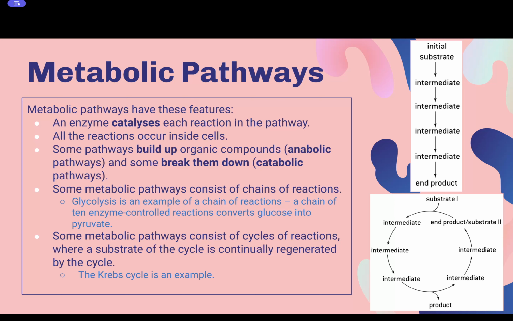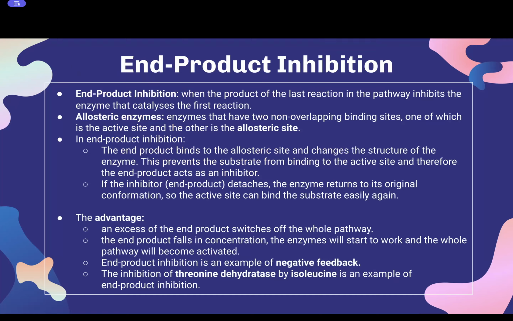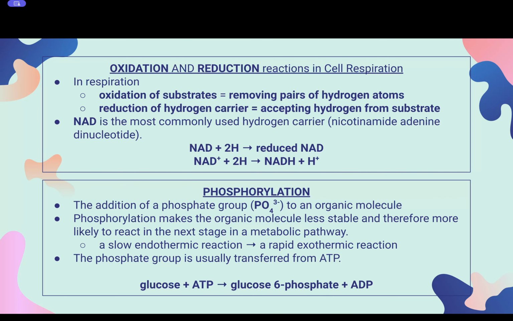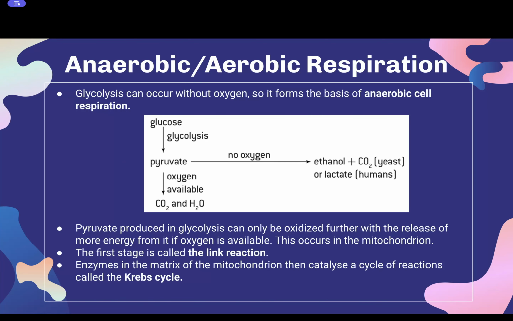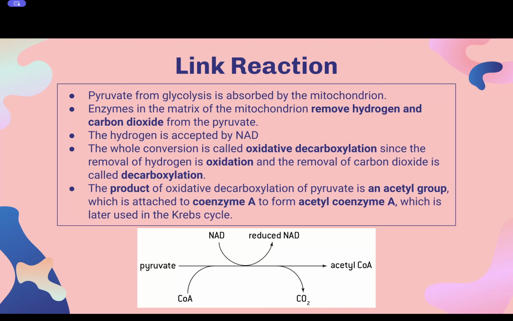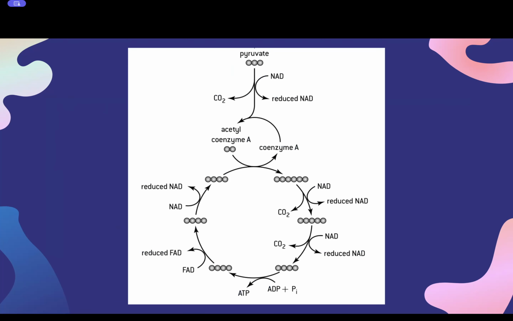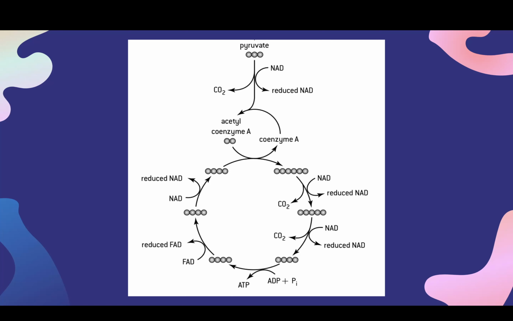chain reactions. Glycolysis and the link reaction both have a chain of reactions, and therefore they're the chain metabolic pathway. But the Krebs cycle, obviously, since it keeps going in circles, is the cyclic form of metabolic pathway.